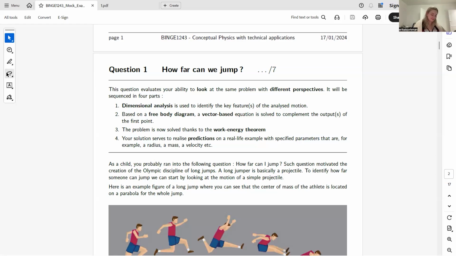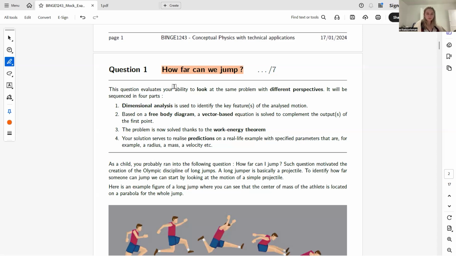Okay, let's start. So our first question is just a long statement. These questions are of a different type. Here they will not provide so much data, but they will give you some hint or the direction in which you need to move and solve the question. As in question number one, they are asking: how far can we jump?